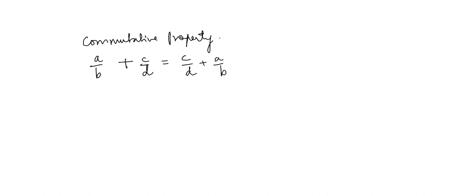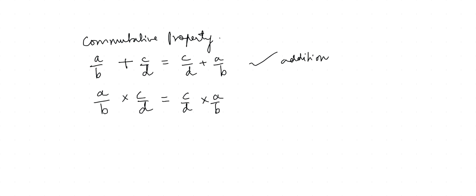Likewise, I'm talking about multiplication. I will have a by b into c by d. The product will be the same. When I multiply, the result is called the product. When I add two things, we say it is summation or sum. So it is as good as c by d into a by b. It's going to be the same.